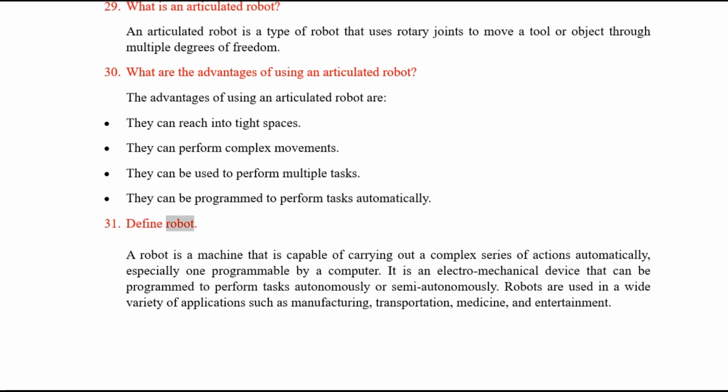Define robot. A robot is a machine that is capable of carrying out a complex series of actions automatically, especially one programmable by a computer. It is an electromechanical device that can be programmed to perform tasks autonomously or semi-autonomously. Robots are used in a wide variety of applications such as manufacturing, transportation, medicine, and entertainment.